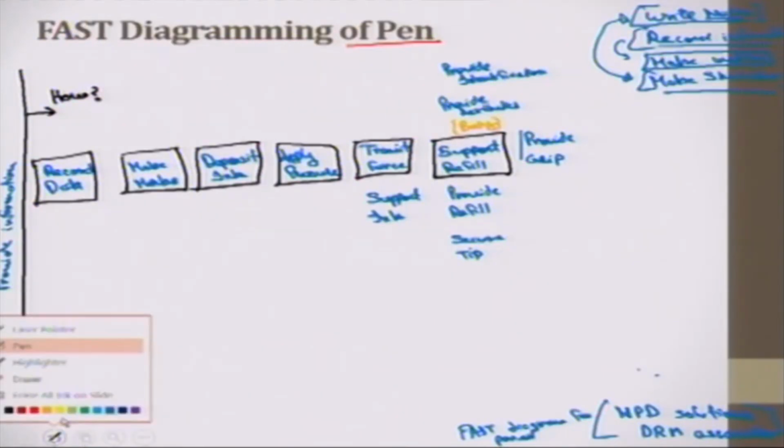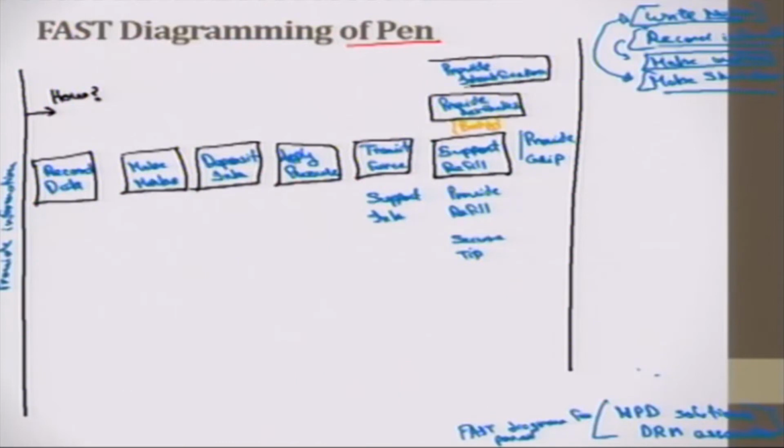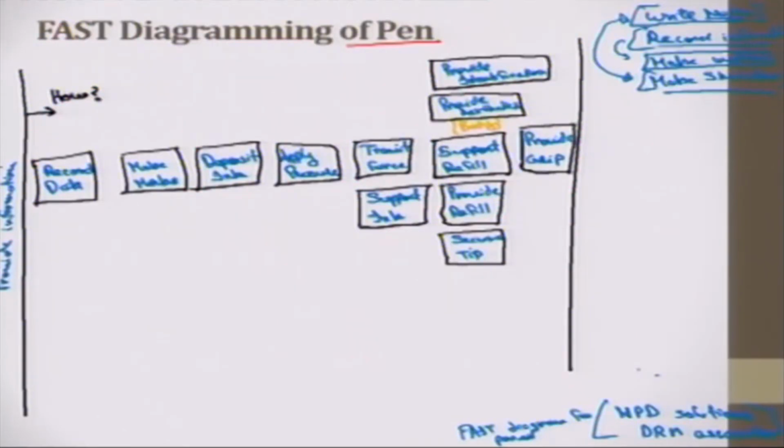So, I think I can draw the scope line here, and these are the support functions. Support ink cannot be a support function, it is a basic function only. We will see how it comes into our critical path. So, we provide grip here, and finally we can hold the pen.